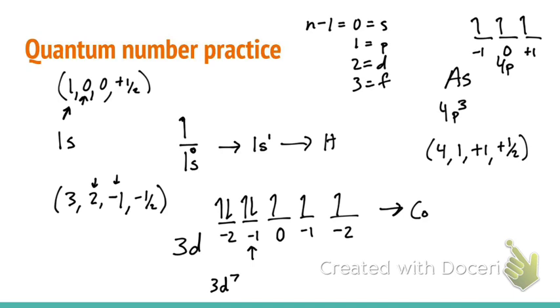All right. So that's how that works. So the highest energy electron for arsenic would be that. That would be the quantum numbers.